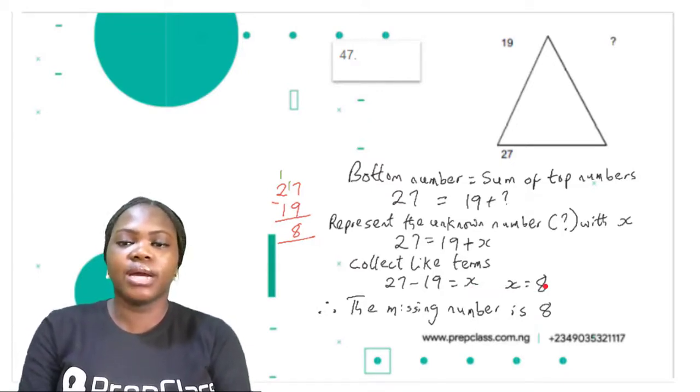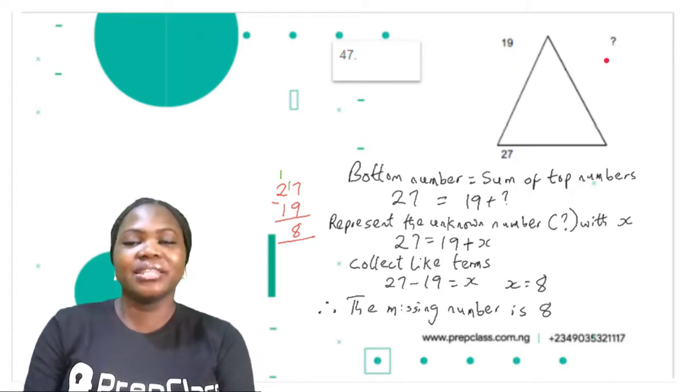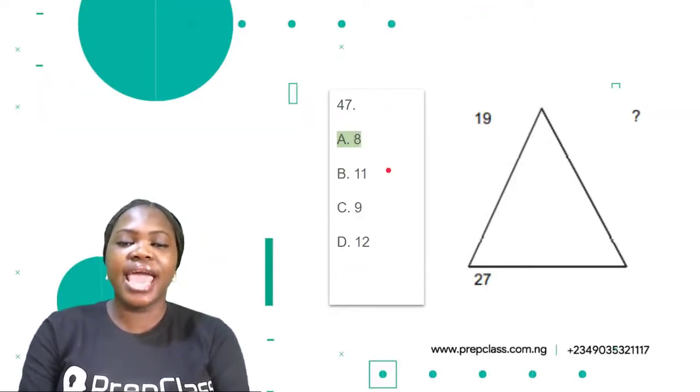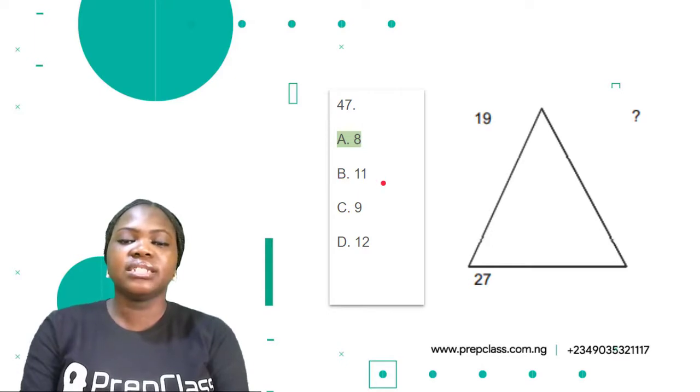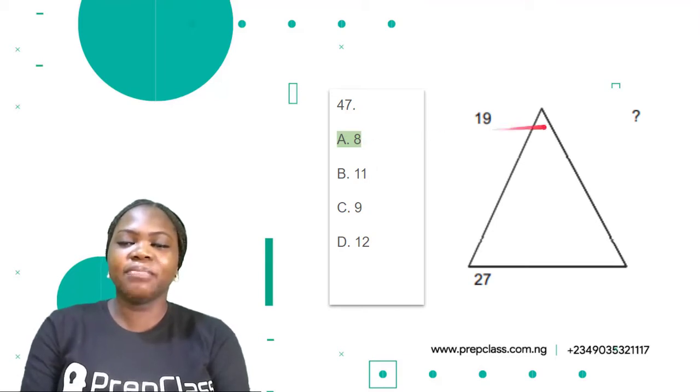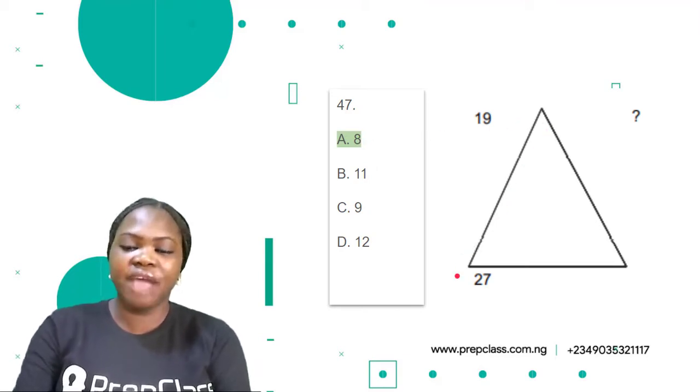Let's see if this is correct. What is 19 plus 8? 27. So this means that we are right. The missing number is 8. Which of the options is correct? Is it A, 8, B, 11, C, 9, D, 12? The correct option is A, 8. 19 plus 8 is 27.